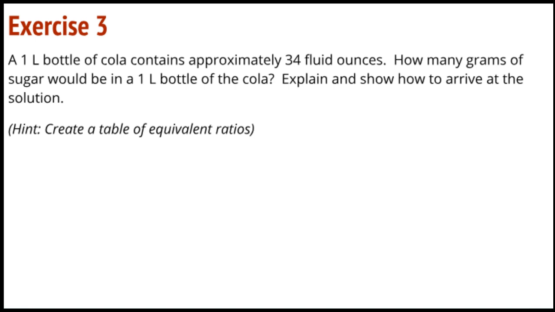So we are going to be using that information, that 12 to 40 from that last problem, to answer a new question. A 1-liter bottle of cola contains approximately 34 fluid ounces. How many grams of sugar would be in a 1-liter bottle of cola? So we have this information that for 12 ounces there are 40 grams of sugar, but a 1-liter bottle contains 34 fluid ounces, and the question is how much sugar would we be having if we were to drink that entire 1-liter bottle of cola.